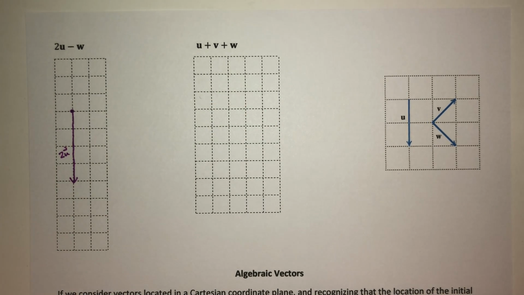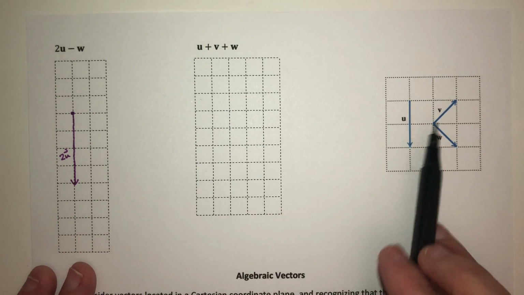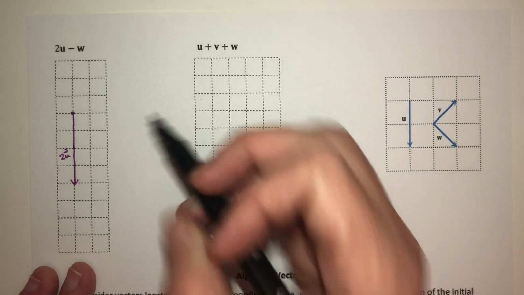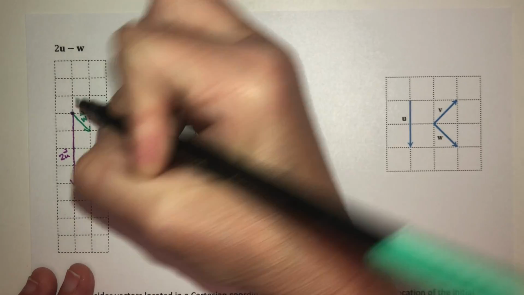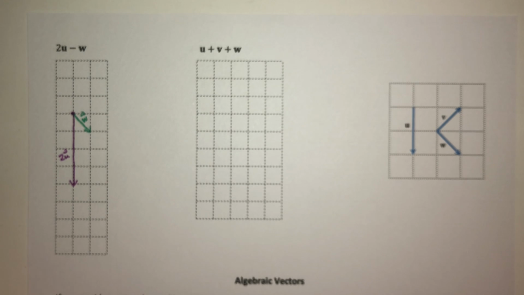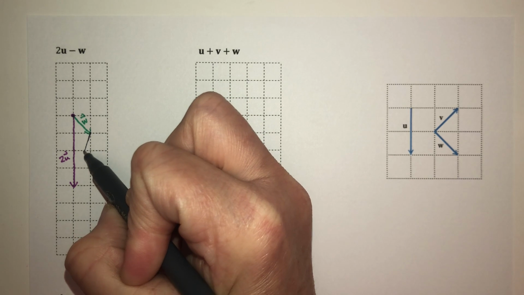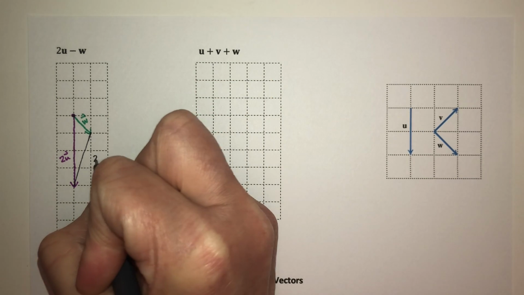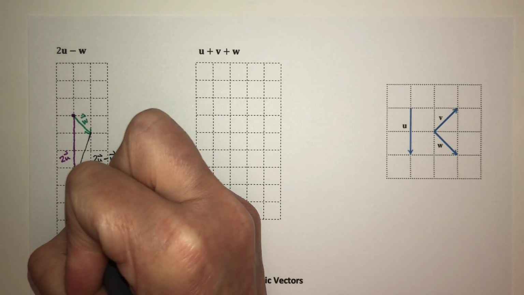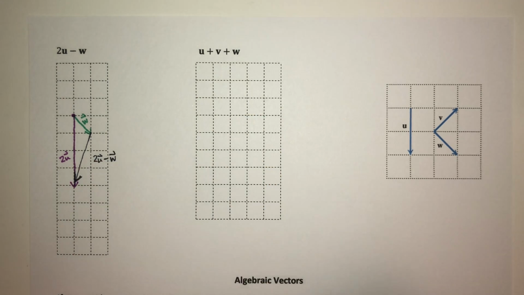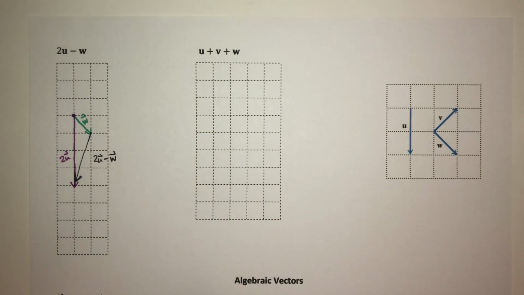Now I want to subtract w. And if I'm subtracting w, that means I'm going to make sure my initial points line up, and I'm going to draw in w. Okay. 2u minus w will connect these 2 points. And it will point in this direction. Okay? It points to the terminal point of the first thing you're doing.